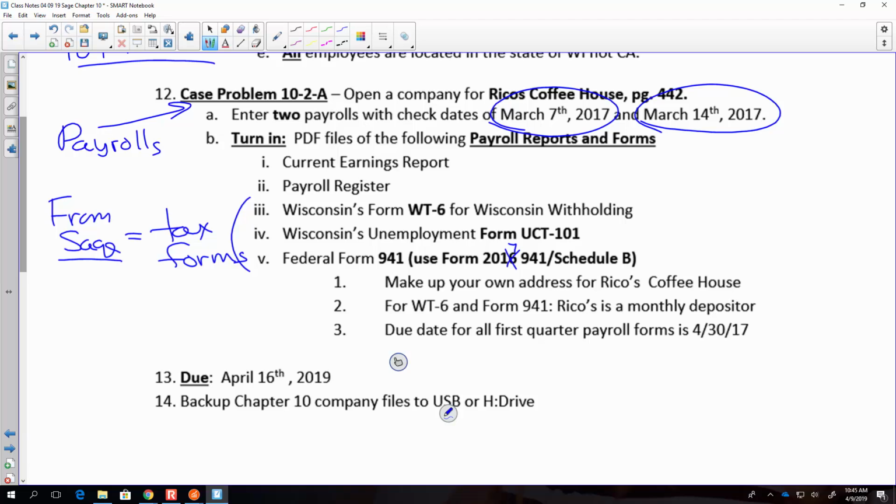Watch to be sure it's first quarter. If you don't see your numbers on the forms, that's probably why. You don't have the right quarter, because it's going to default to second quarter, because we're in April right now. So watch the form.